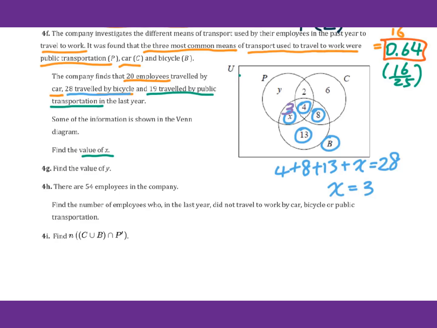How to figure out this y? You will see for public transportation, that's 19 traveled by public transportation. Therefore, you add all these 4 numbers. It will be 19. Then you solve for this y. y plus 2 plus 4 plus 3 equals 19. Then your y equals 10.